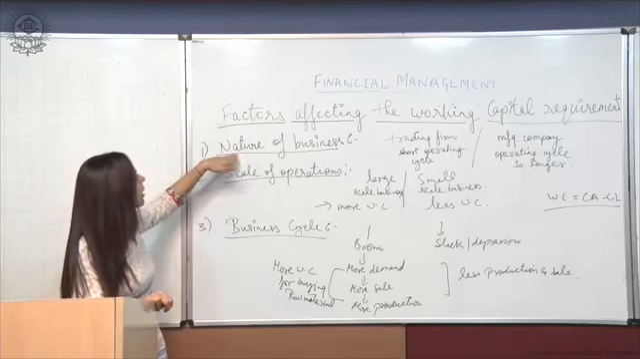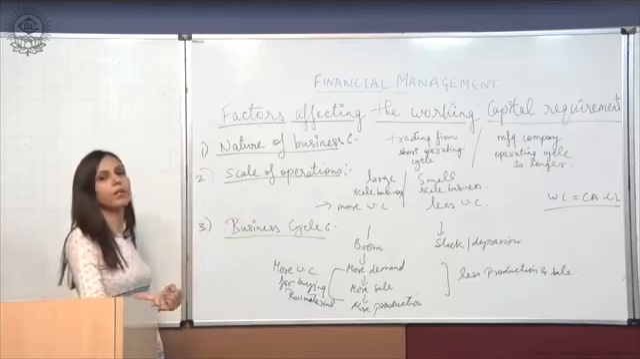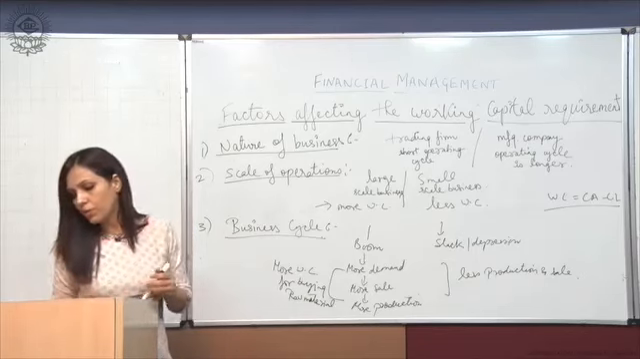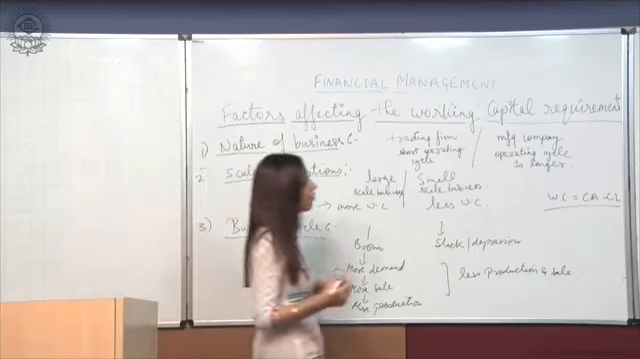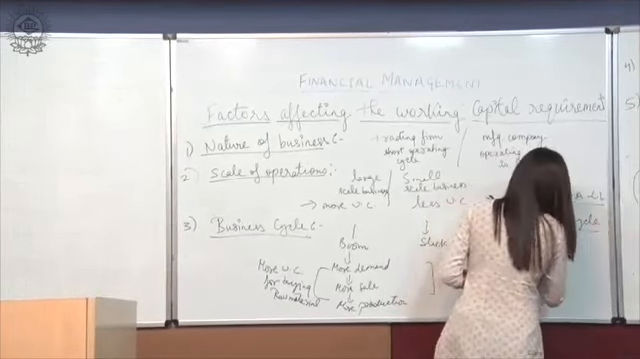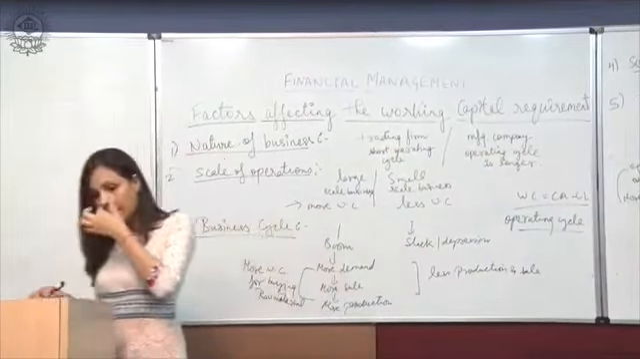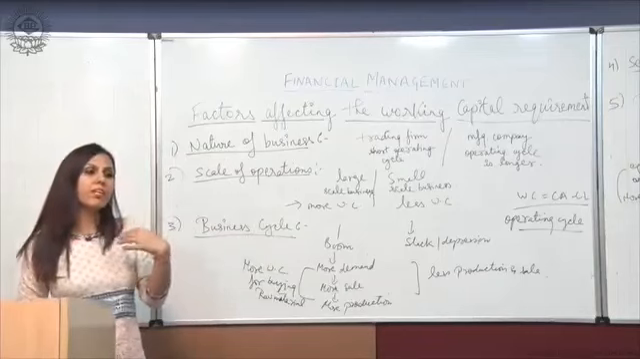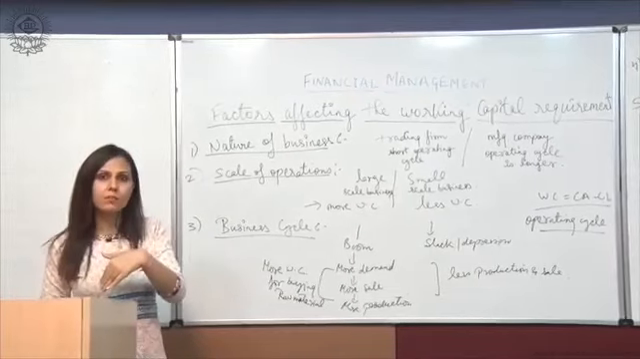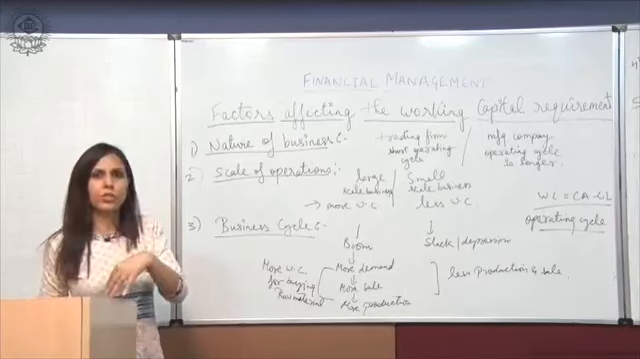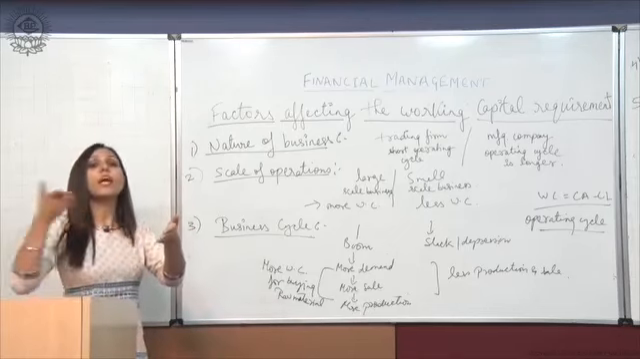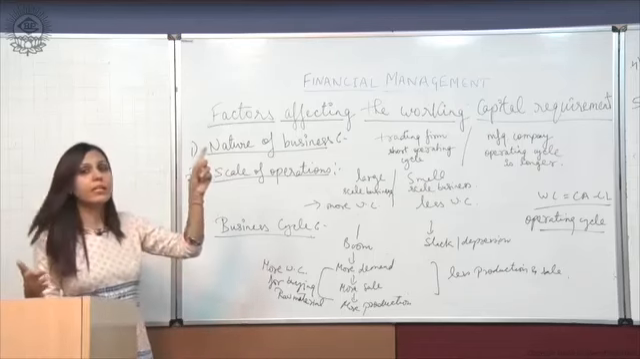Before coming to the nature of business or the factors which affect working capital requirements, I would like to tell you that there is a word which is called operating cycle, right? The concept of operating cycle. Operating cycle means the time period between receiving the raw material and converting that raw material into a product, and getting cash out of the sale of that particular product. So converting the raw material into cash receivable, that is called the operating cycle, right.